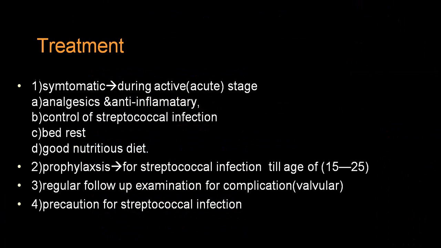If there is clinical evidence of a streptococcal infection, you will have to give antibiotics, absolute bed rest, and a good nutritious diet. For prevention of recurrent streptococcal infection, and also for prevention of infective endocarditis, you will have to give a prophylactic antibiotic every 21 days, that is Penidure, and regular follow-up examination for complications like chronic rheumatic valvular heart disease should be done at regular intervals.